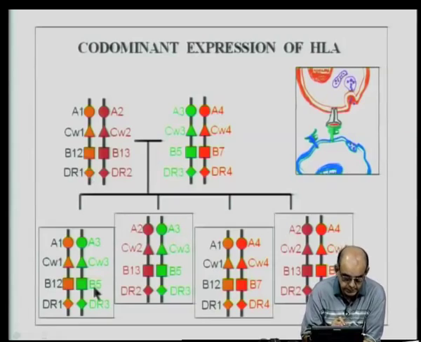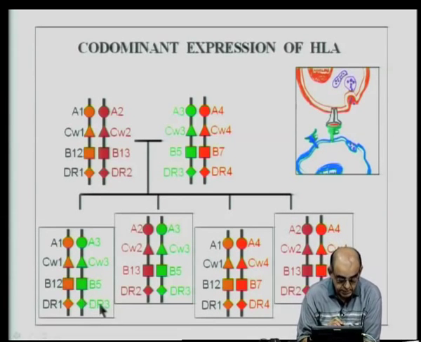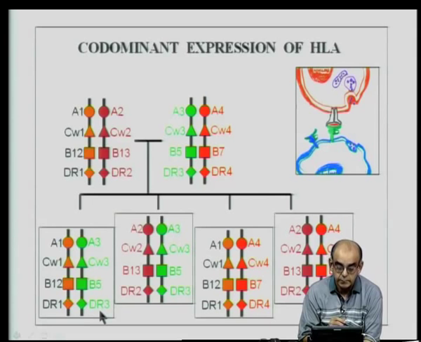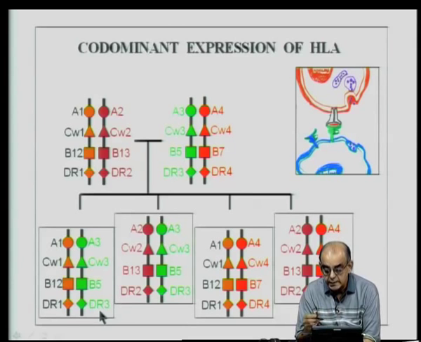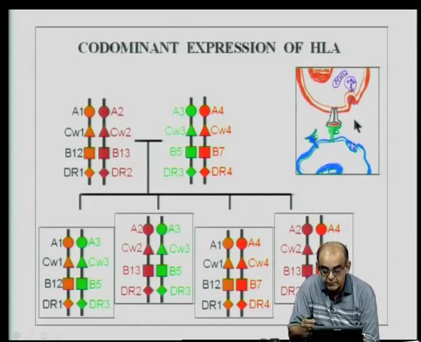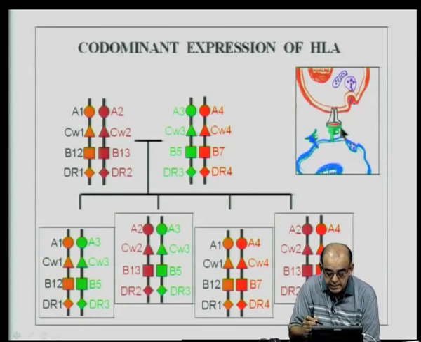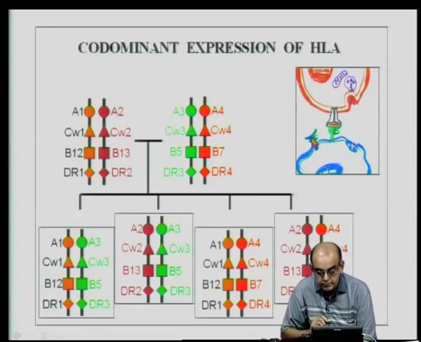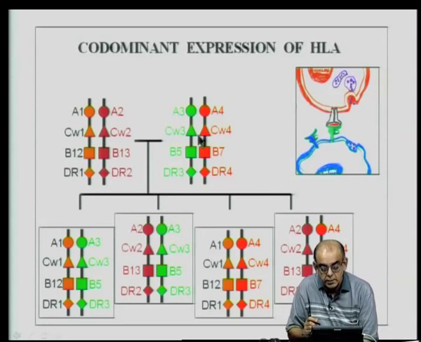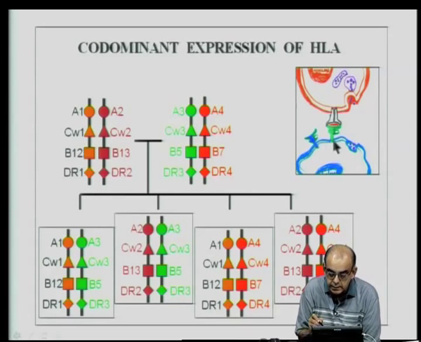But we will not go into that. This is just to drive home the concept of inheritance of the MHC alleles. Let us see what happens at the level of the cell surface. What you see over here is that I have designated this green as the A3 allele. If you take the parent over here, you find that the A3 allele is expressed as the class 1 molecule, this being the beta 2 M and this being the heavy chain.